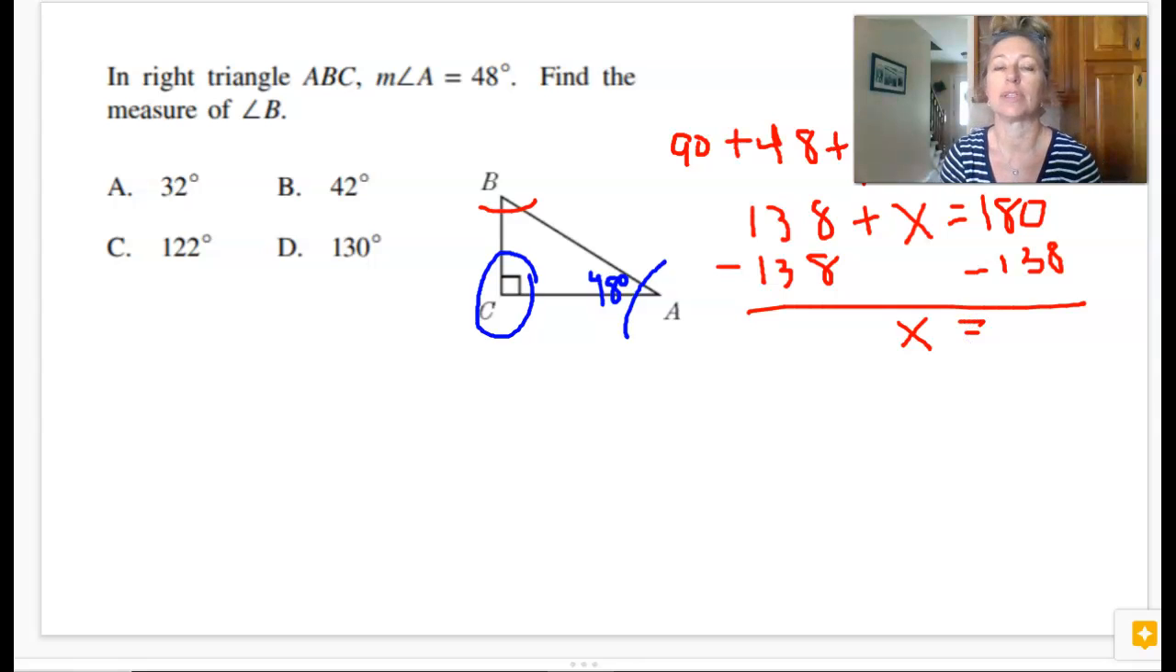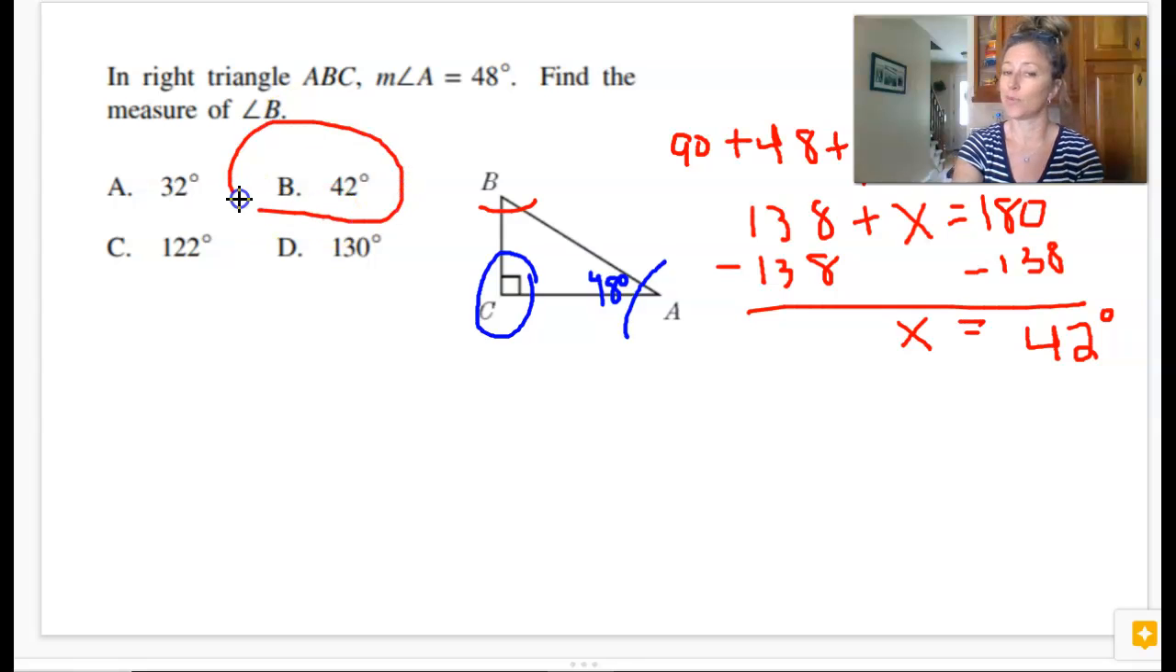138 subtracted from 180 should give us how much? Hopefully you subtracted this in your calculator and you found out it was 42. This is actually the angle measure, so we're going to put a degree sign in. If you look, we must have done it right because there it is. I can always check by adding all three angles up again and making sure they add up to 180. Let's go on to the next one.